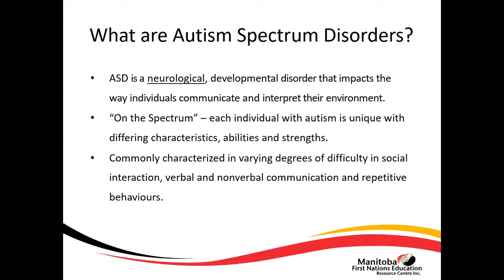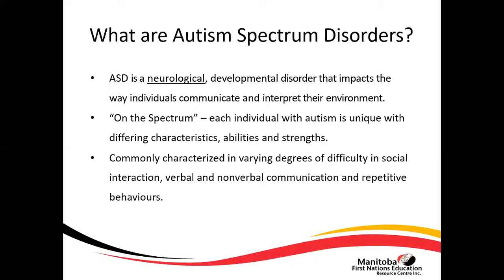On the spectrum, there's a saying that goes, when you've met one person with autism, you've met one person with autism. So each individual with autism is unique with differing characteristics and abilities and strengths. I also want to quickly point out that, as you can see, it is autism spectrum disorder now. There are no longer terms such as Asperger's or autistic disorder used in diagnosing in the current edition of the DSM, although we might still have students within our schools who were diagnosed using these terms. So just something to keep aware of.